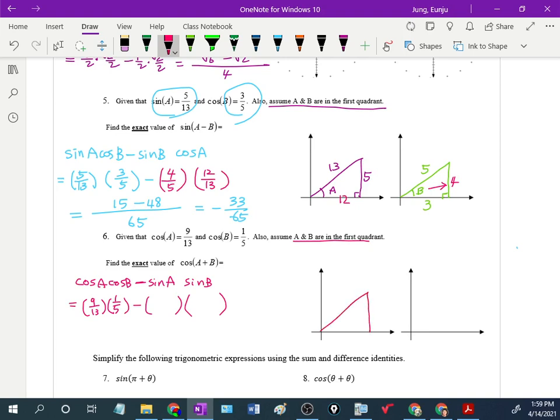Let's say this is angle A. Cosine is given. Cosine is adjacent over hypotenuse. Can I find this height, which is the opposite side? So let's calculate.